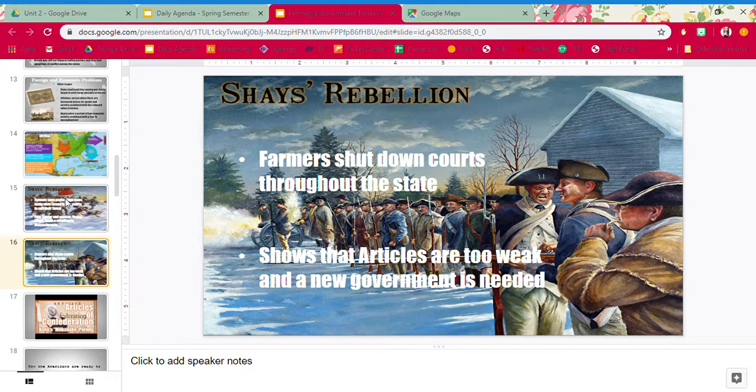So in January 1787, there's finally enough troops rounded up to stop this rebellion. So do you see how long this rebellion went? It went from August to January. So they throw many of these guys in prison. 14 of the leaders are actually sentenced to death, but they only actually hang 2 of them.